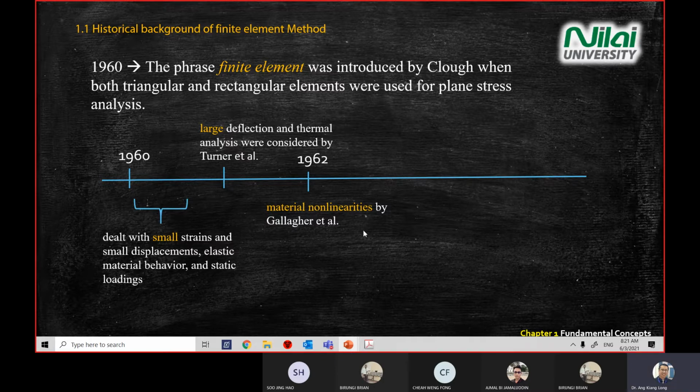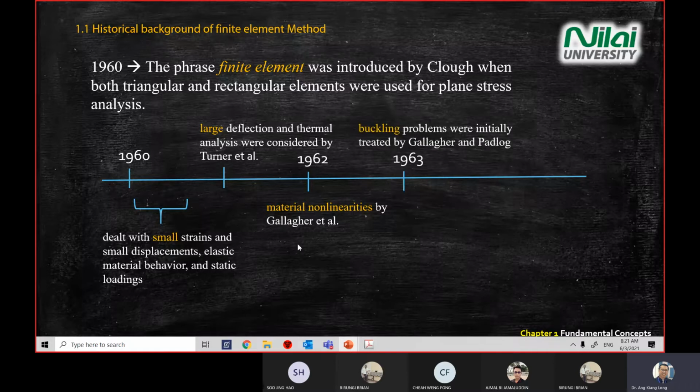When you learn stress analysis, you learn about material in the plastic form. When you pull in the tensile test, there is a plastic phase. This is material non-linearity. Okay, then people start to look at the buckling problem. Buckling will be covered in one of your chapters for this module, and it will also be a very popular question for your test or final exam. Okay, buckling.